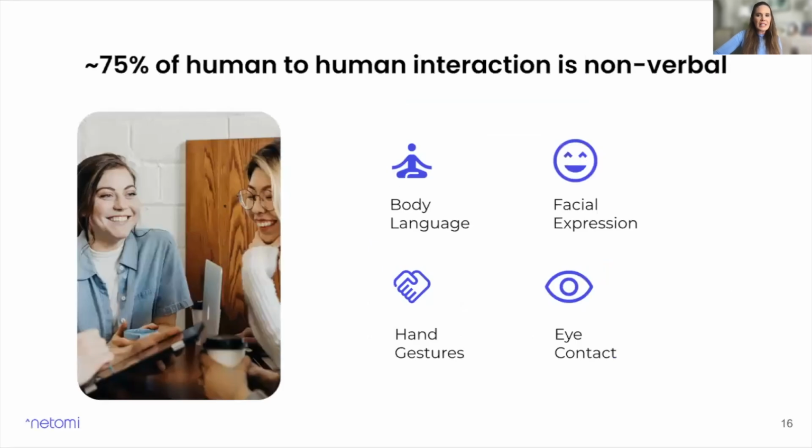75% of human-to-human interaction is nonverbal. I've seen this even as high as 90% in some research. This is all the body language, facial expressions, hand gestures, eye contact. With virtual assistants, we don't have all of this. So we really need to invite turn taking and invite people to participate in the conversation and know when it's their turn to jump in and say something, with really well-designed prompts and workflows.